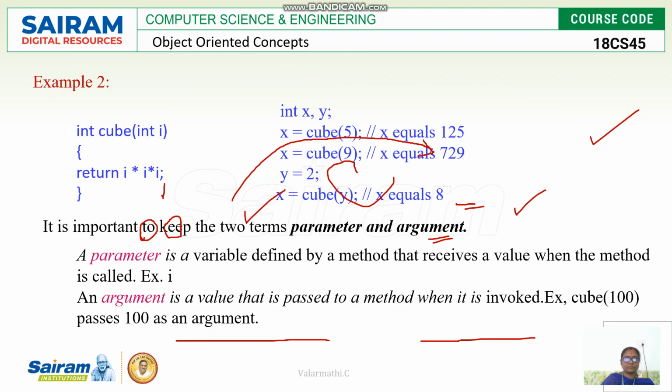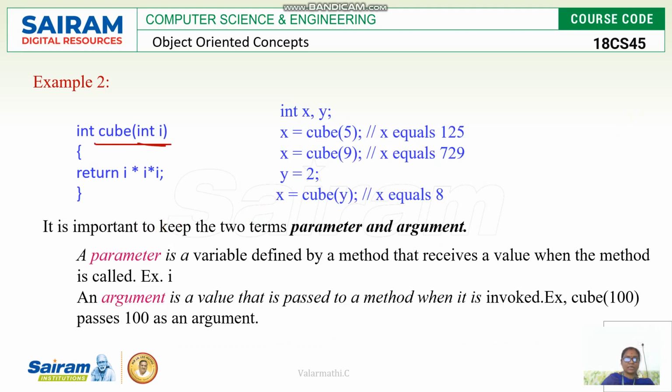Next, the next example is int cube (int i). Here, int cube is my next example, and what I am doing is returning i star i star i. So this is another example, which returns the cube.